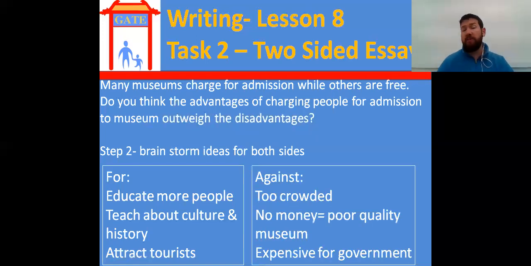Okay, my arguments that I came up with, well, if they're free, too many people will go there. They'll get very crowded. Second thing would be that, well, if they don't get money, then they might not be very nice museums. If they're free, they don't have the money to make a good museum. And that kind of comes to the third point that, you know, if governments have to spend lots of money on the museums because they're free, that's less money the governments have to spend on hospitals and schools and things like that.